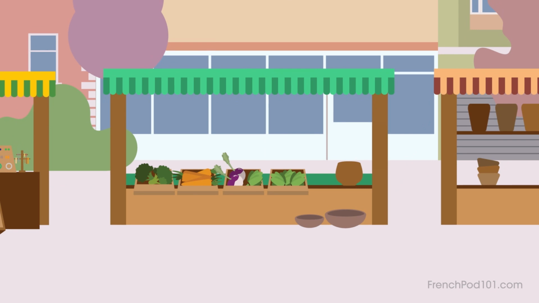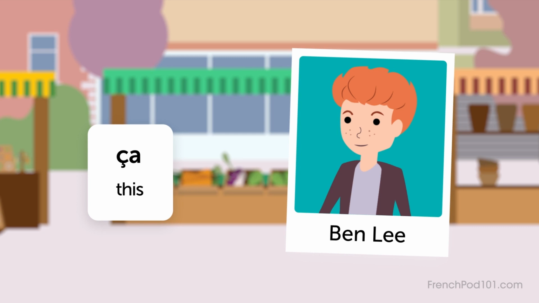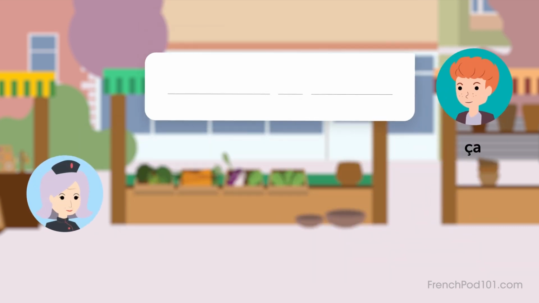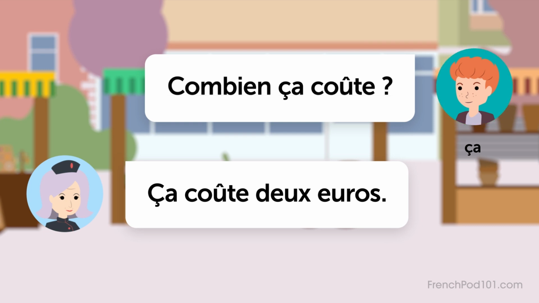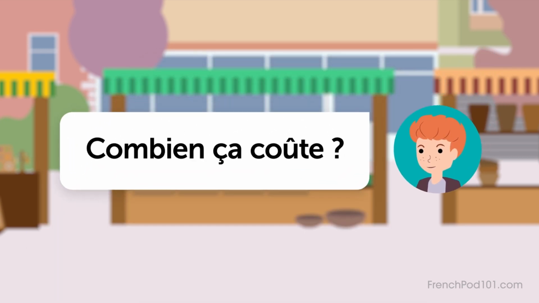Let's try another. Imagine they're also selling pie. Ask, how much does this cost? Don't forget the pronoun. Ready? Combien ça coûte? Ça coûte 2 €. Listen again and repeat. Combien ça coûte?